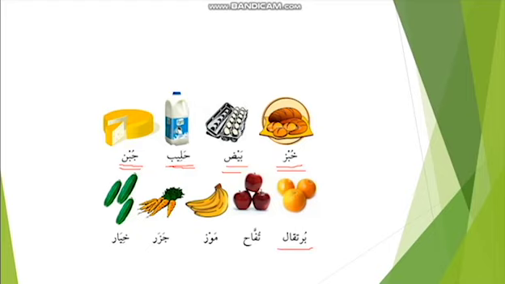برتقال is oranges. تفاح is apples. موز is bananas. جزر is carrots. خيار is cucumber.